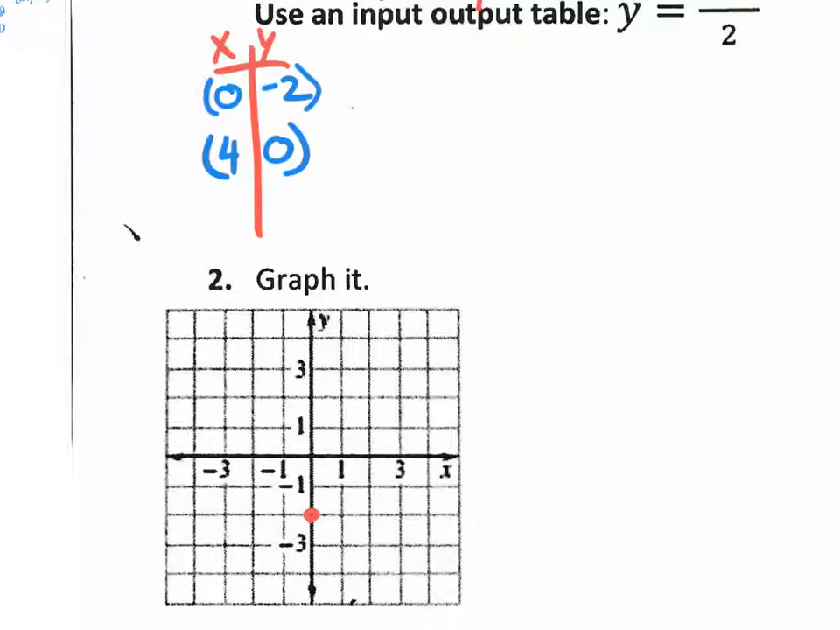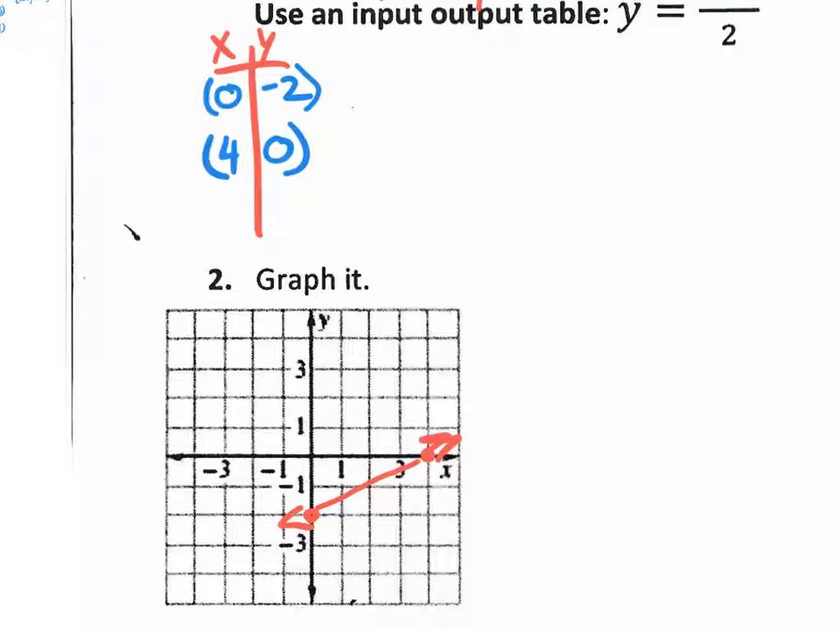And then 4, 0, 4 on the x, 1, 2, 3, 4, 0 on the y. You don't go up or down, you stay there. 4, 0 is right on the x-axis. And we could draw a line through it, and that's it. We're done. Put some arrows on it.